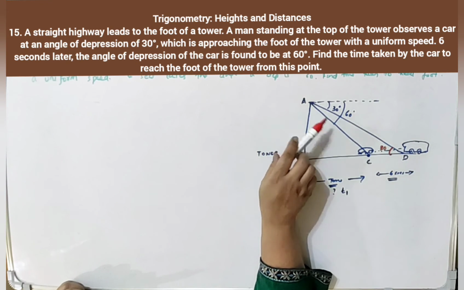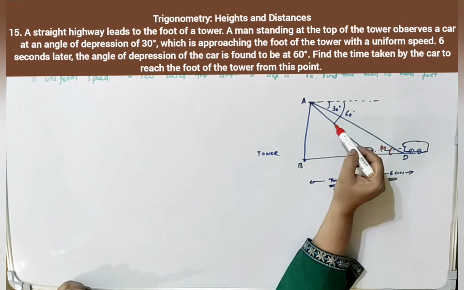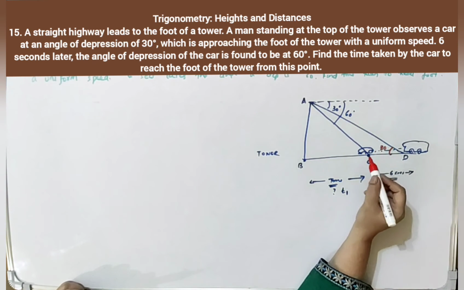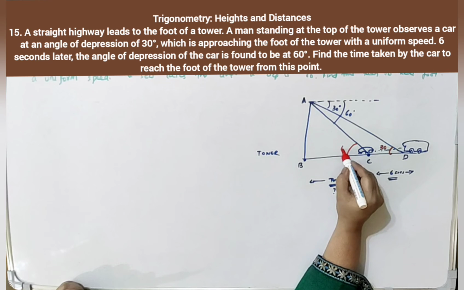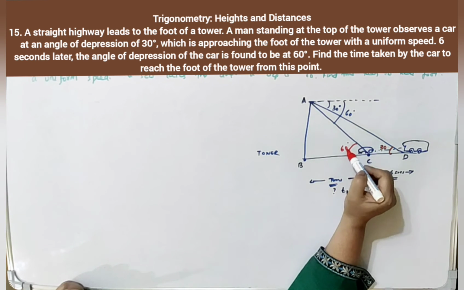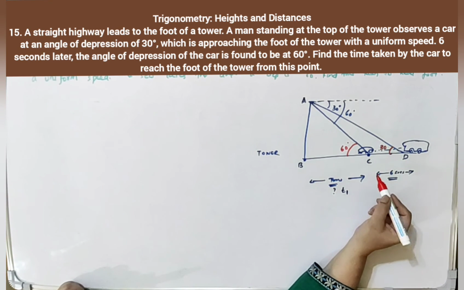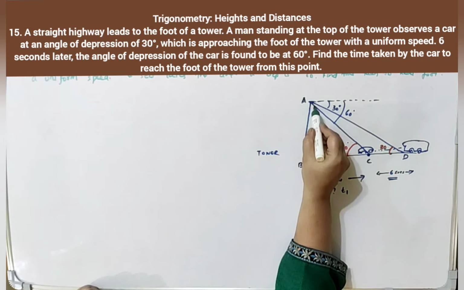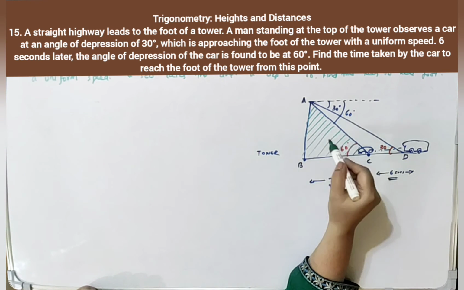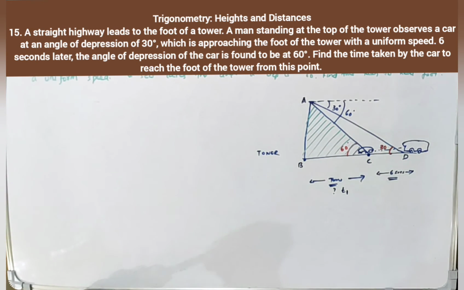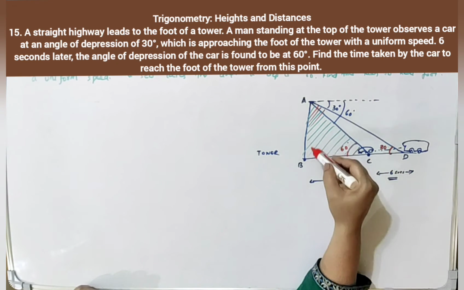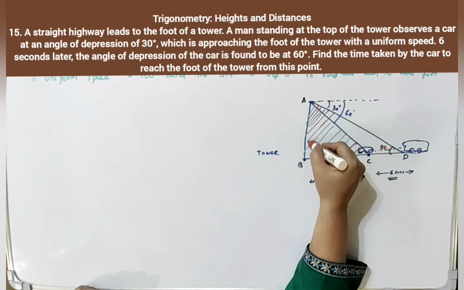Similarly, there is side AC, which has an angle of depression of 60 degrees. The alternate angle is this one, 60 degrees. It's going to be the same. Alternate angles are going to be the same. So we have two triangles here. This is one triangle, triangle ABC. There is another triangle, triangle ABD, the bigger one.